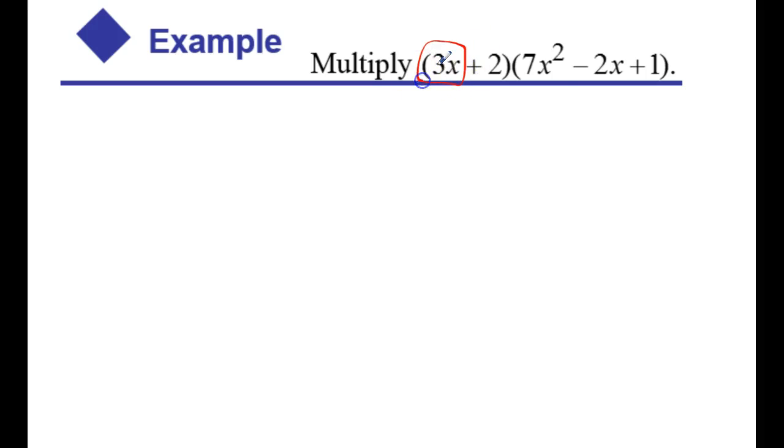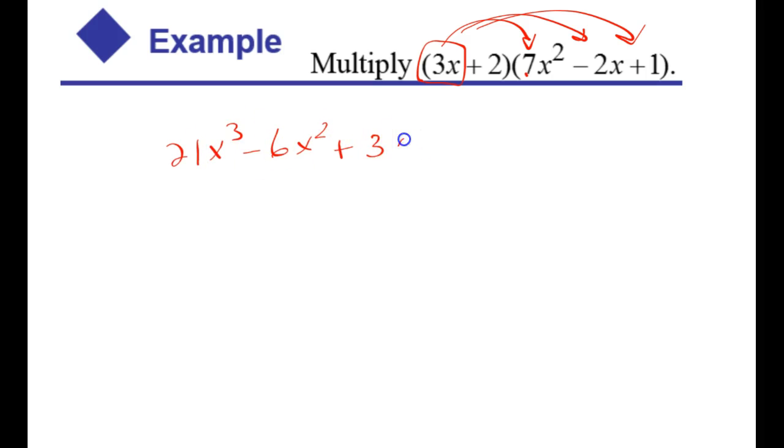So I'm going to try this method. I'm going to start multiplying by distributing the 3x to every term. 3 times the 7, 21x cubed minus 6x squared plus 3x. So I distributed this 3x to every term. And this 3x times this negative 2x gives me the negative 6x squared.